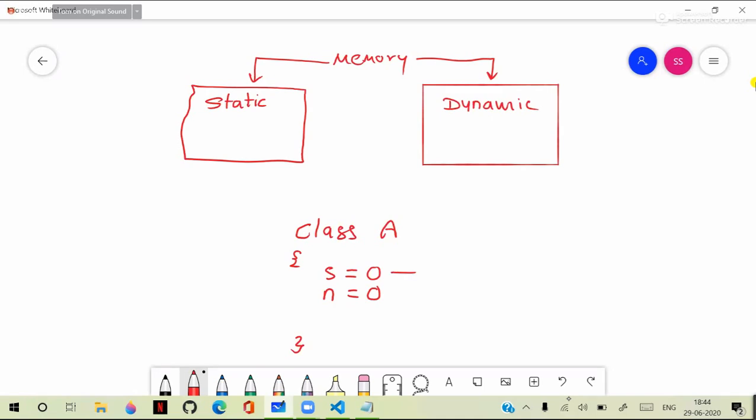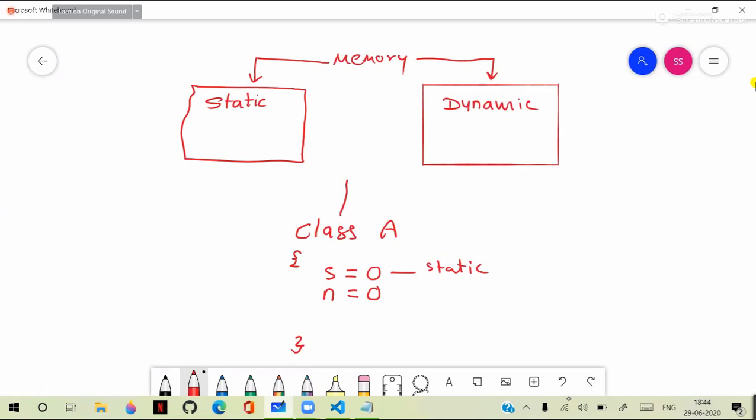So S is a static member and N is a non-static member. We will discuss this. I will show you practically, don't worry. Now, the important thing is this class. For this class, memory is allocated.